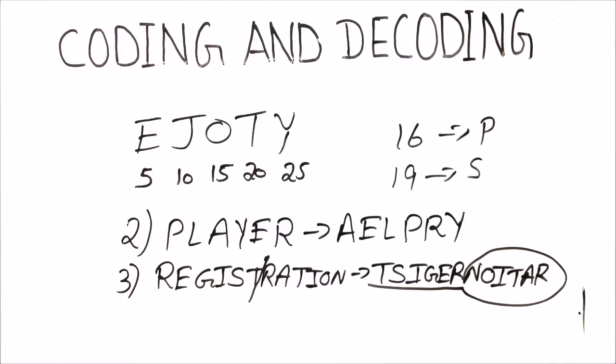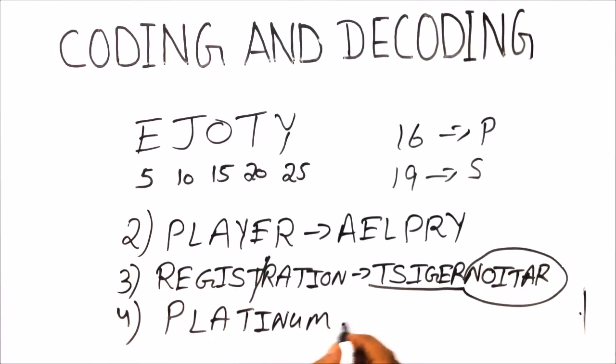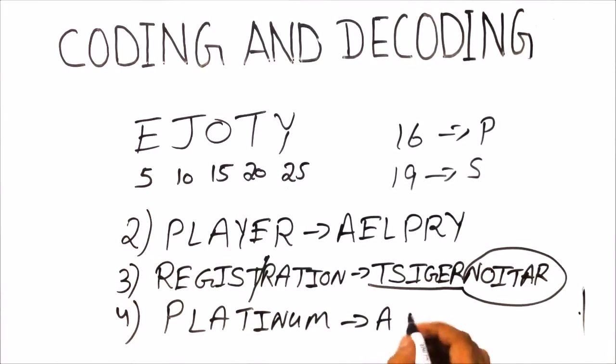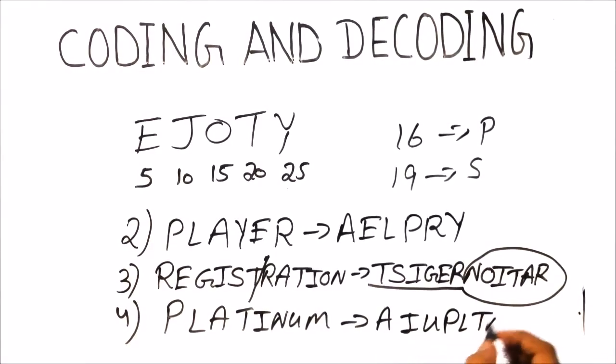There is one more type of question, which is if the word is PLATINUM, and the code for the word platinum is AIUPLTNM. Now try to guess this question in just 10 seconds. If you have guessed it correctly, then you must have thought like this. Here AIU are the vowels and PLTNM are the consonants. So here what we have done is we have put vowels first and consonants later, and this is the end of our first pattern.